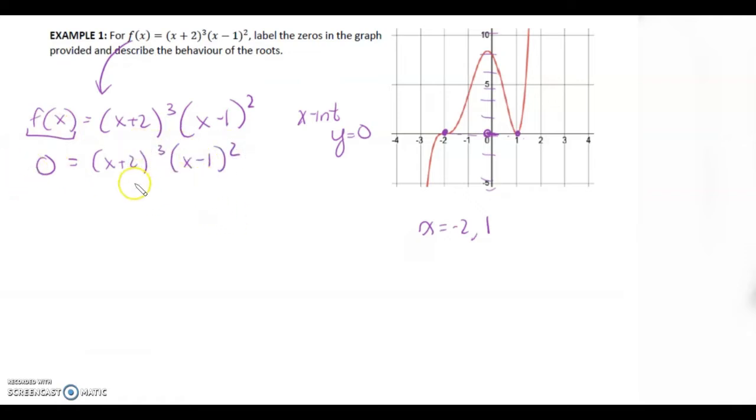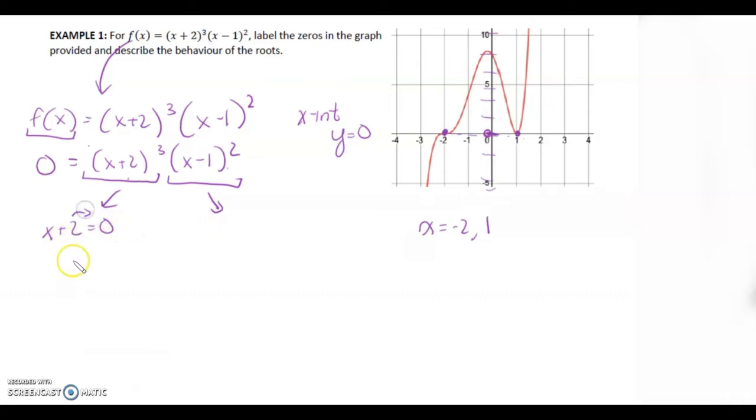So what happens here is we have two situations. If this factor equals 0, then this entire side equals 0. And if this factor equals 0, then this entire side equals 0. So there's two situations here. So we're thinking to ourselves, when does x plus 2 equal 0?